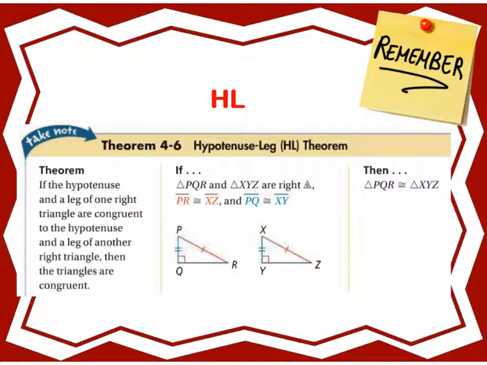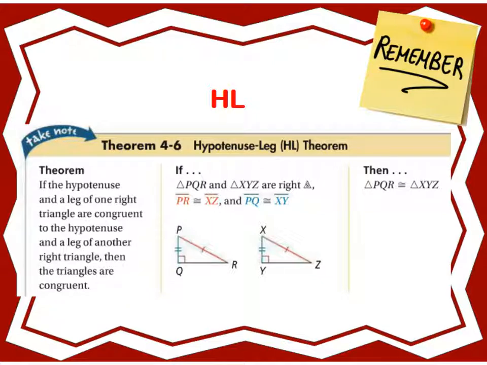Now, we have a special method that works on proving right triangles congruent. Only works on right triangles. And the reason we have to have this special method is because if you look, we call it hypotenuse leg. So in other words, you're going to have a right triangle, and then you're going to have the hypotenuses congruent and a set of legs congruent. So it's only two things, but you do have to know that you've got right triangles.